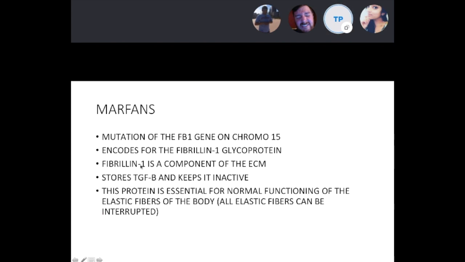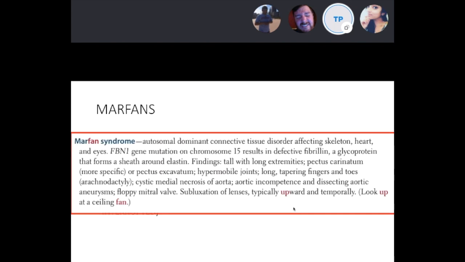But in general, fibrillin-1 glycoprotein is a protein essential for normal functioning of the elastic fibers of the body. So all elastic fibers can be interrupted if that fibrillin-1 protein is mutated. So as we know, again, all three diseases we talked about today are autosomal dominant, and it is a defect in connective tissue affecting the skeleton, heart, and eyes. The FBN1 gene mutation is on chromosome 15, and it results in defective fibrillin, and this is a glycoprotein that forms a sheath around elastin.